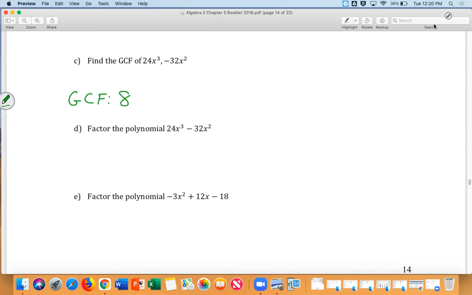3 and I have x cubed and x squared. So I have like 3 x's in the first part and 2 x's in the second part. How many x's could I pull out? 5? I can't pull out 5 because I only have 3 and 2. 2.